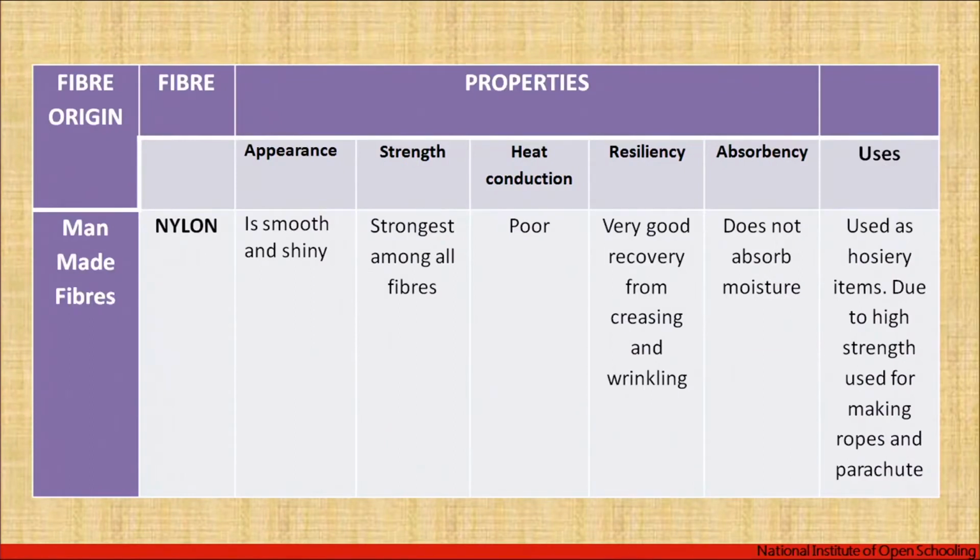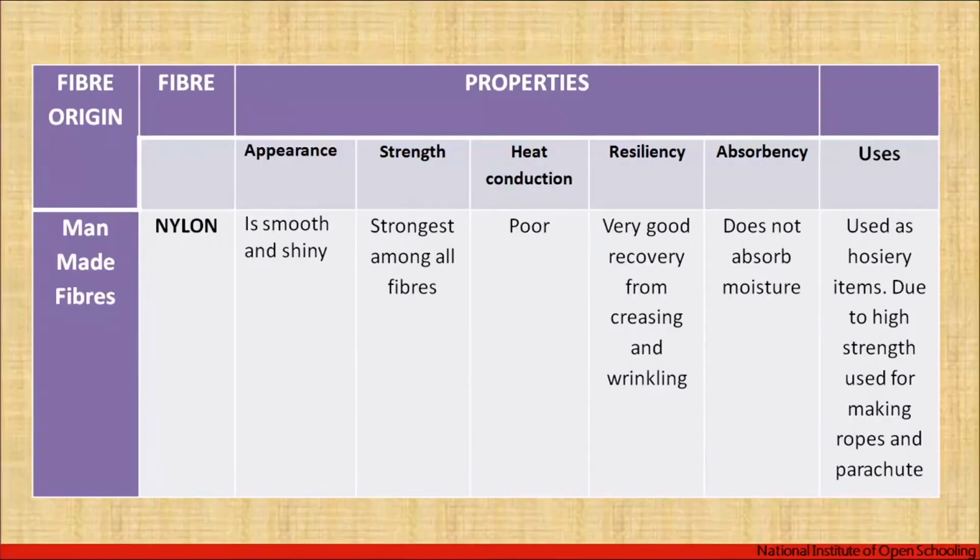Next we come to nylon fiber. Nylon fiber is known as a smooth and shiny fiber. It's the strongest among all the fibers. Have you seen parachutes, ropes? Usually parachute ropes are made up of nylon fiber because it's the strongest fiber among all the synthetic fibers. Its heat conduction is poor, as we know, and the resiliency is very good, with recovery from creasing and wrinkling.